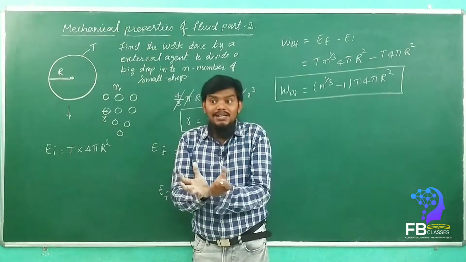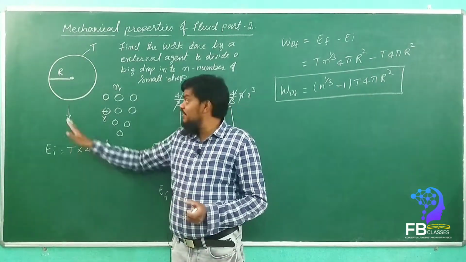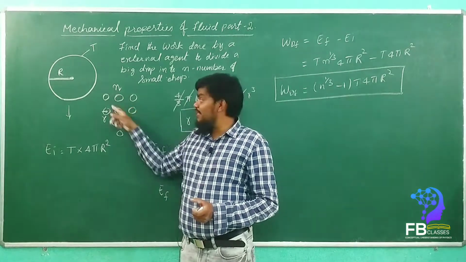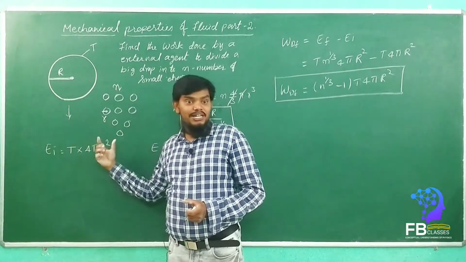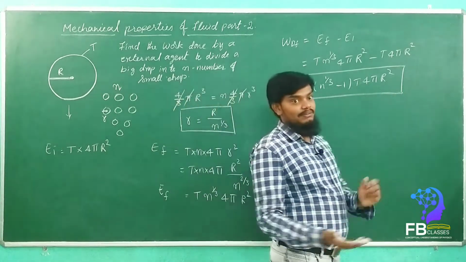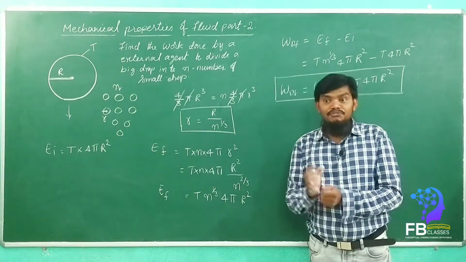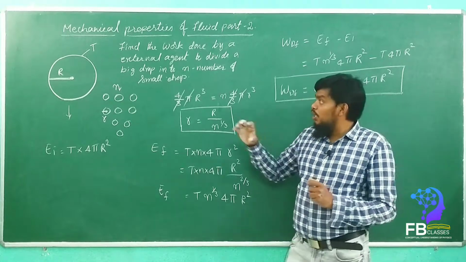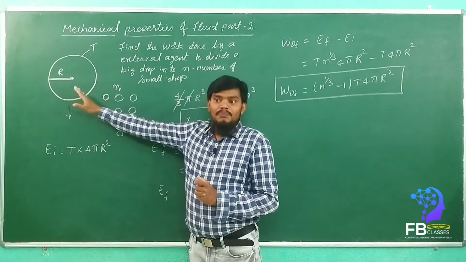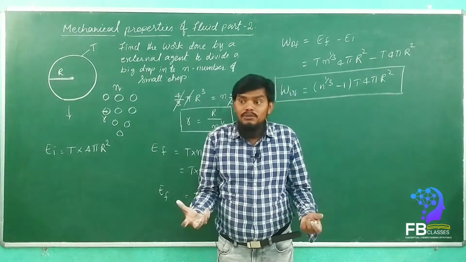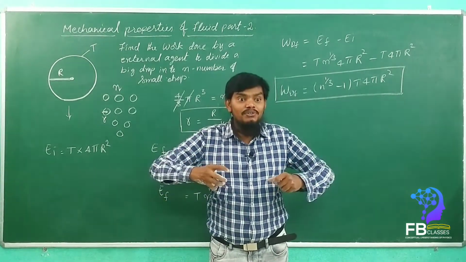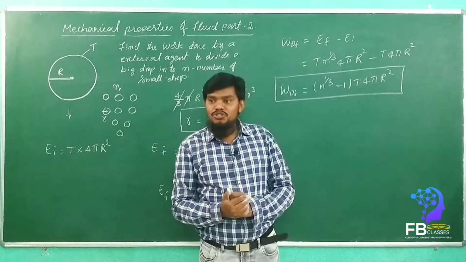Work done by the external agent is the initial energy, and when we make it into n number of drops, there is a final energy. So final energy minus initial energy is equal to the work done. So whatever work we did to break the big drop into n number of small drops, where has that work gone? It has gone in the form of energy.